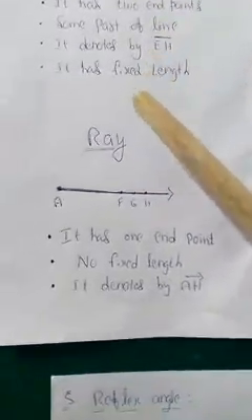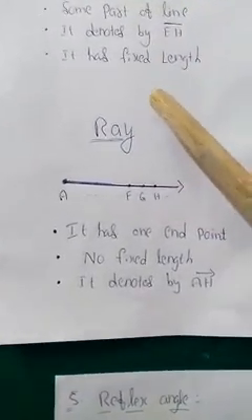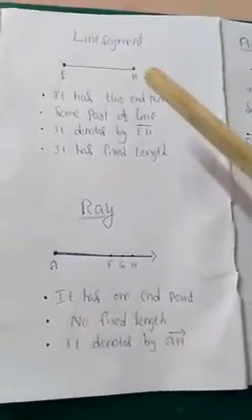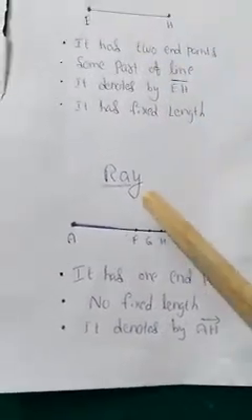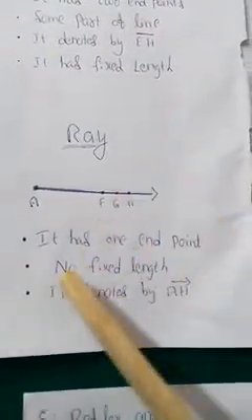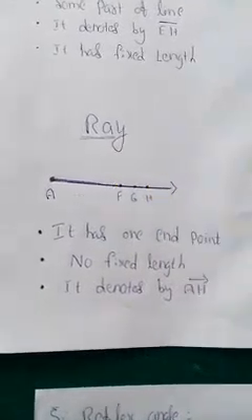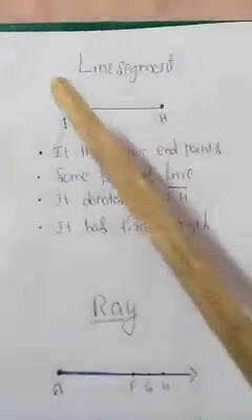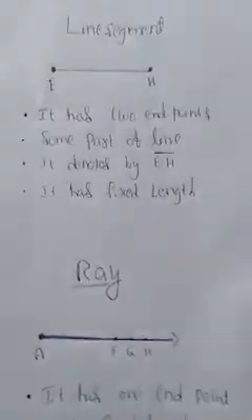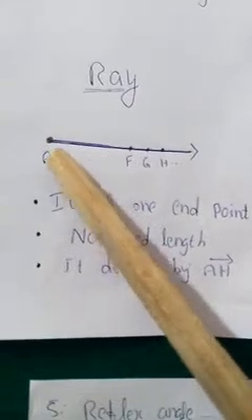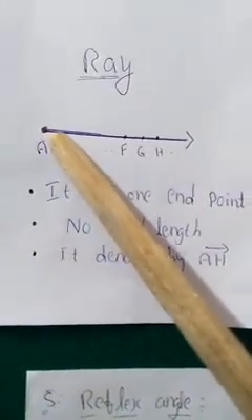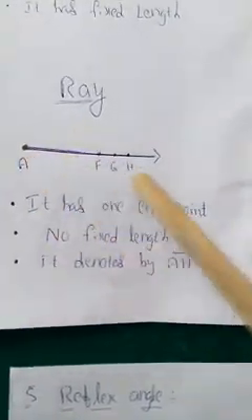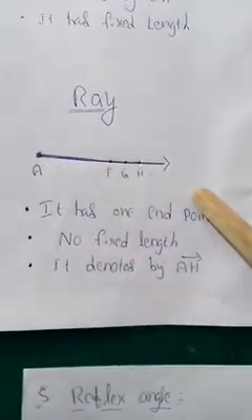Okay, next one is ray. Just as we defined the line segment as part of a line, a ray is also part of a line only. But a line segment clearly has two endpoints. A ray has only one endpoint. On the other side we will extend this endlessly.